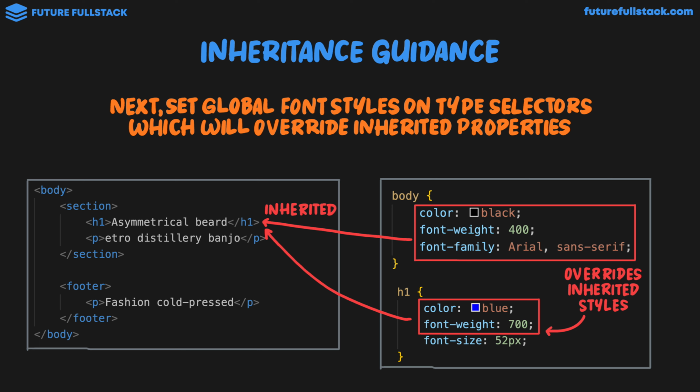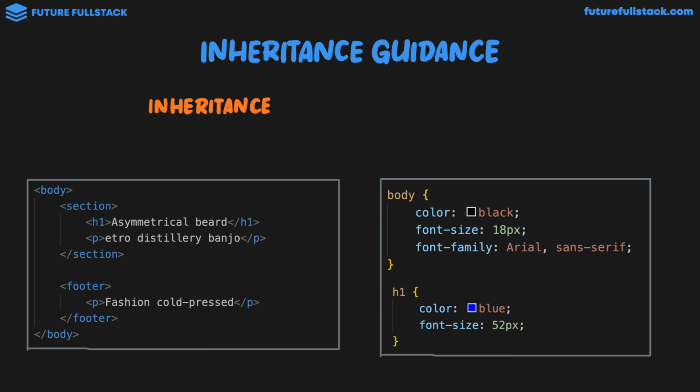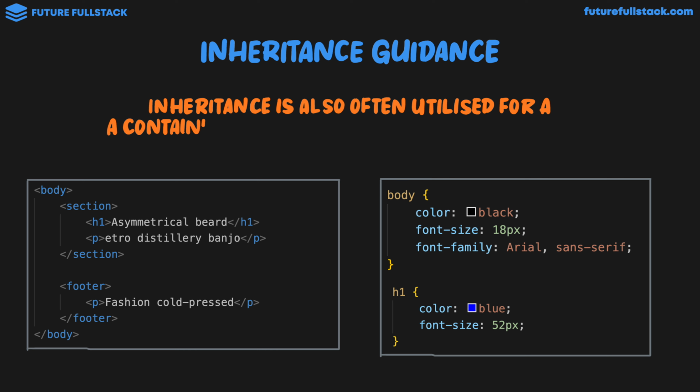And the font size, which is a newly defined property, will be 52 pixels. Setting default text properties on the body element is very, very common. But inheritance is also often utilized for a container that requires specific text styling.